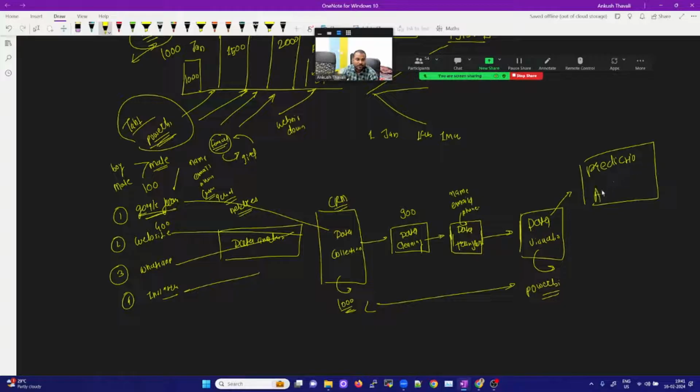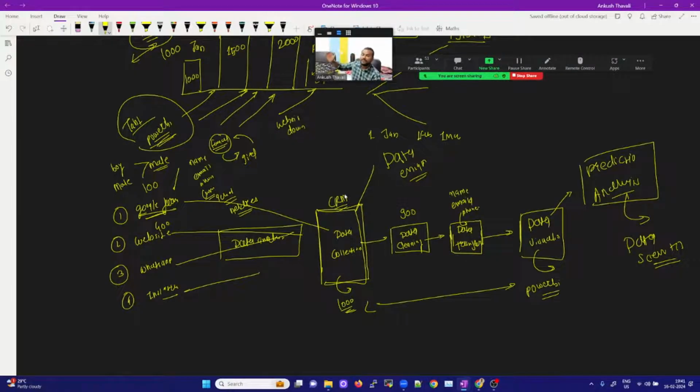By looking at this graph and all, they will take a decision that, okay, this time we got 100 admissions for data analyst, next time we will get 150 admissions or 200 admissions. Predictive analysis is done by the data scientist. Data collection and all is usually done by the data engineer. Data engineer will do your data collection.